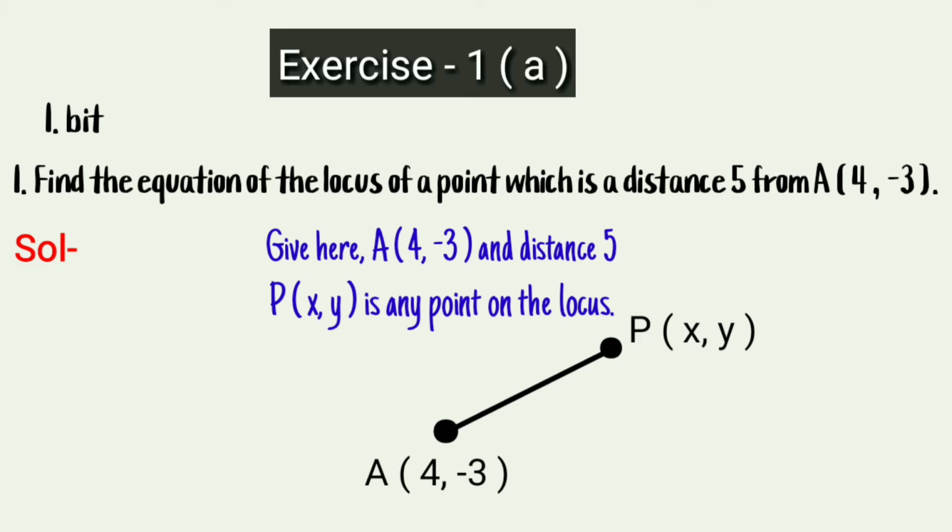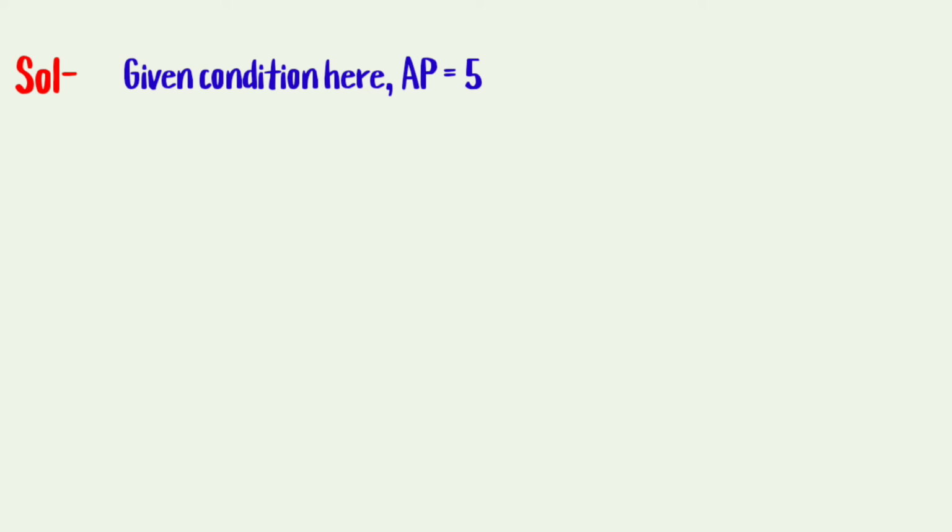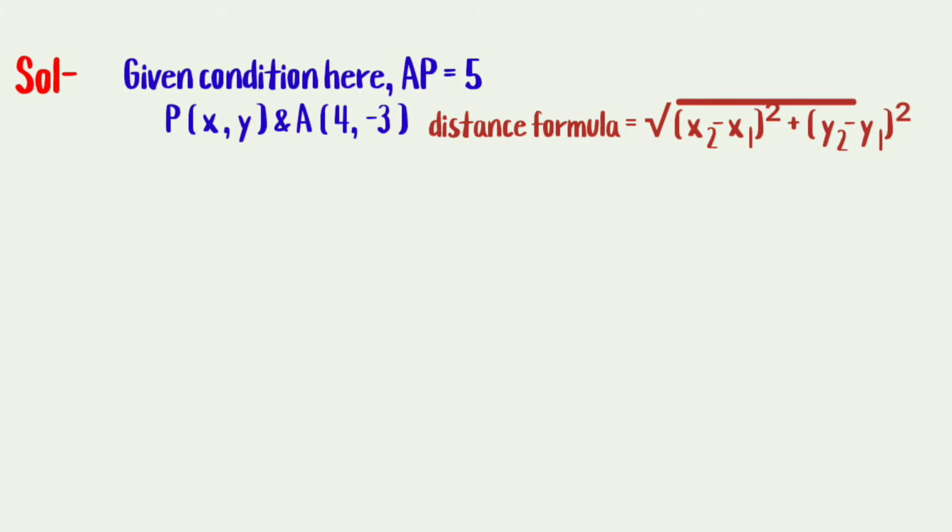So the given condition here is PA is equal to 5. Here AP is equal to 5, with P (x, y) and A (4, -3). The distance formula is under root (x2 minus x1) whole square plus (y2 minus y1) whole square. Substituting these points in this formula, we get under root (4 minus x) whole square plus (-3 minus y) whole square is equal to 5.